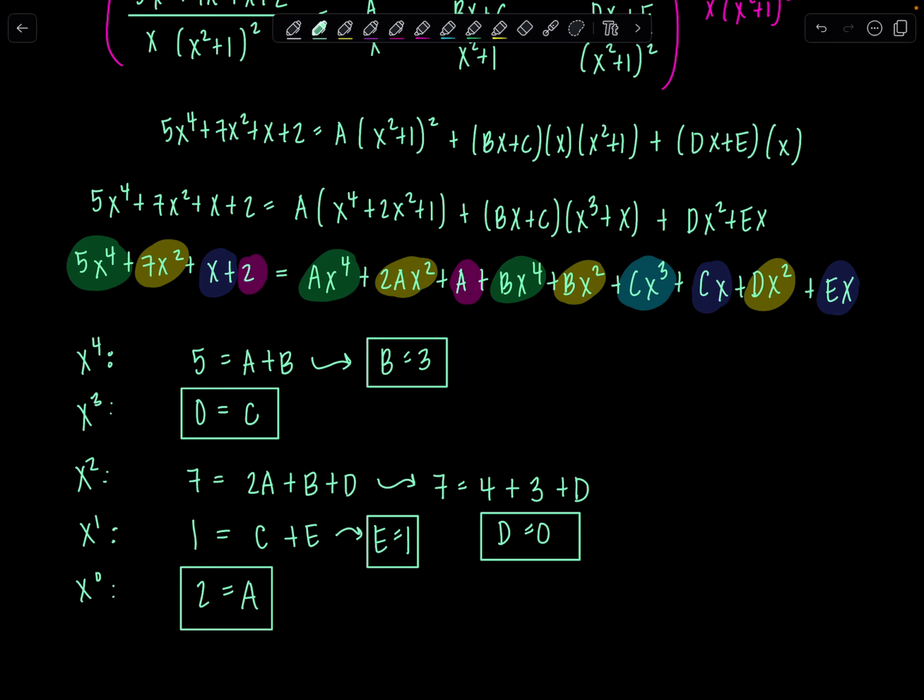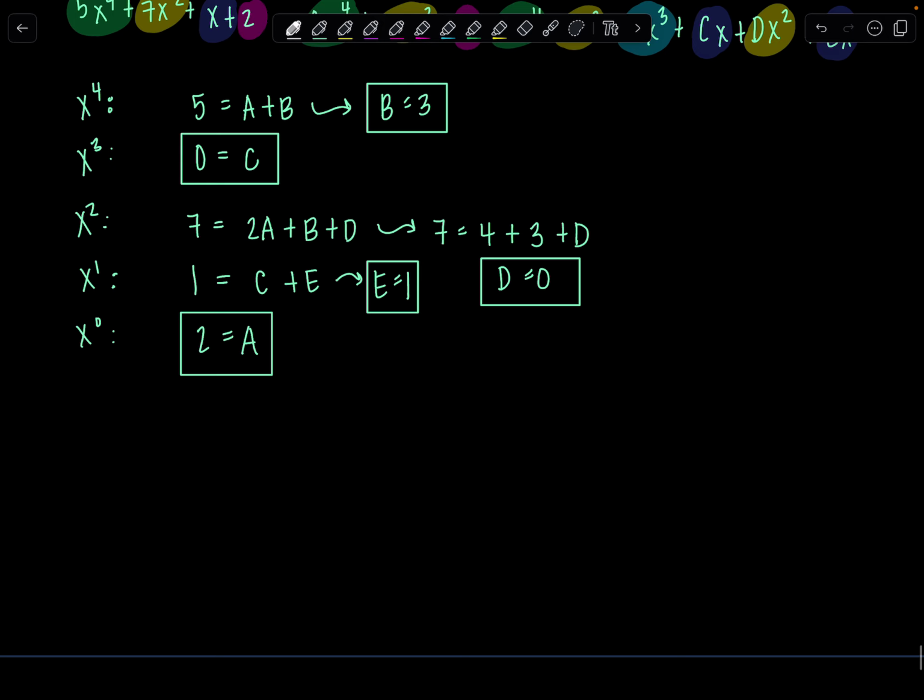Okay, so we're ready to rewrite everything using our decomposition. So we have a over x plus, it was bx plus c, so 3x plus 0 over x squared plus 1, plus dx plus e, so it'll just be 1 over x squared plus 1 quantity squared dx.